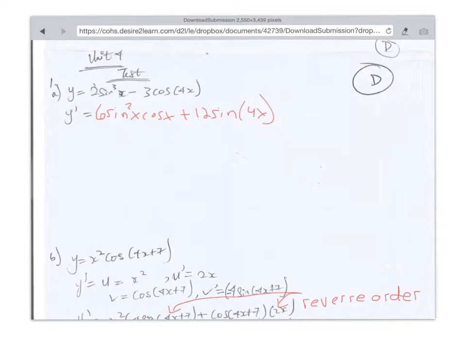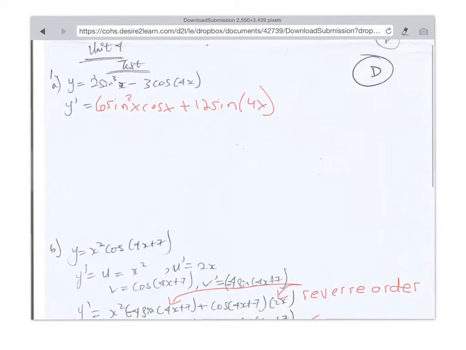So question 1, what you want to do here is the exponent 3 is going to come out and get multiplied in front by the 2, and that's where we get the 6. And then we reduce the exponent by 1, so now we have exponent 2, and then we multiply by the derivative of sine x, which is cos x. And then on the right-hand side, the derivative of cosine is negative sine, so negative times negative is a positive. And then the 3 is multiplied by the derivative of 4x, which is 4. That's how I got 12 here, so 12 sine 4x.